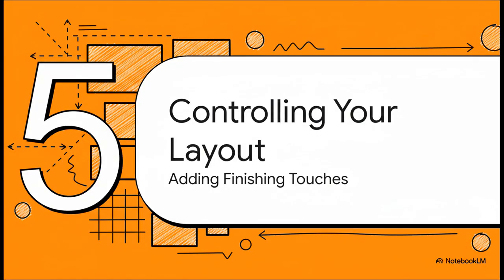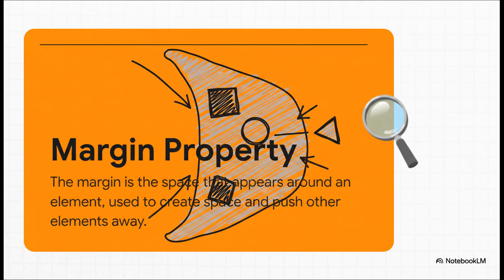We're so close. Our page has structure, content, and style. The very last step, the finishing touch, is to get control over the spacing and positioning of everything on the page. And the main tool we use for that is the margin property. The easiest way to think about margins is as invisible cushions of space. You can put them around any element you want to push other things away from it.